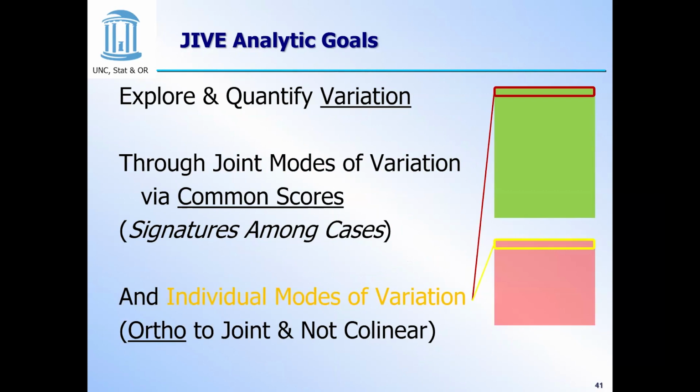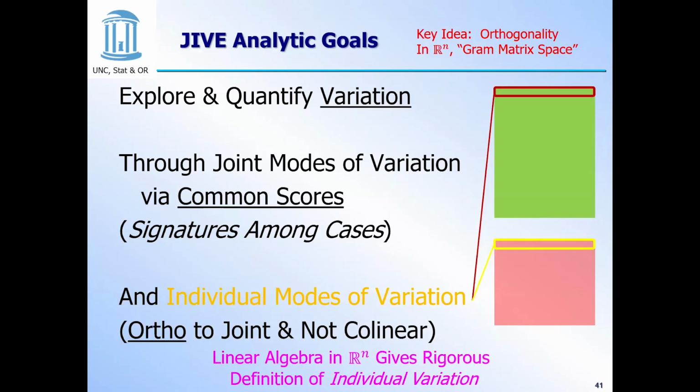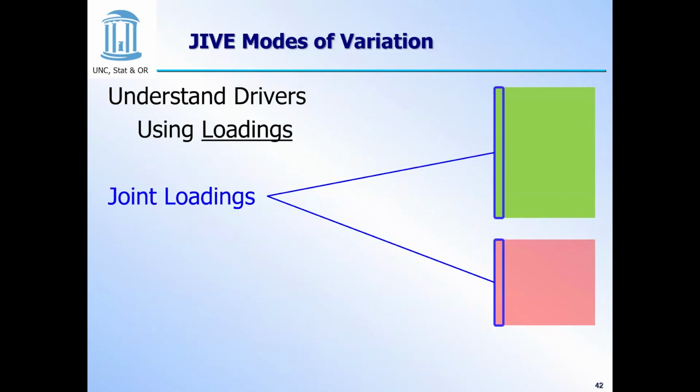Now we're not going to insist that the individuals are orthogonal to each other, but we do insist they're not collinear. But other than that, they can pretty much fall where they want. Again, the linear algebra is happening in the n-dimensional space. The advantage of this approach, again, is we get a rigorous definition of what's meant by individual variation. Now I've told you what the scores are. We want the whole modes of variation, so we have to be able to talk about the rank 1 matrices. For this, we need the loadings vectors as well.